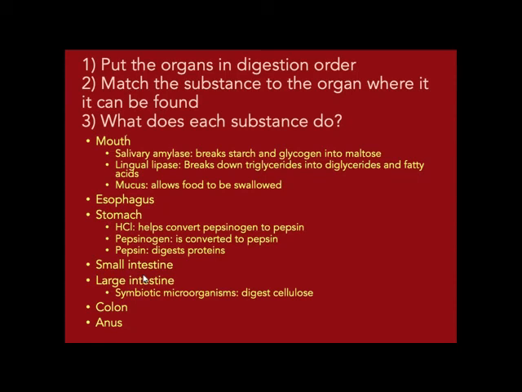Oops, we didn't talk about what everything does. Just remember, salivary amylase is breaking down starch and glycogen into maltose. Lingual lipase is breaking down triglycerides. Mucus allows the food to be swallowed. HCl helps convert pepsinogen to pepsin. Pepsinogen is converted into pepsin, and then pepsin digests the proteins. And in the large intestine, the symbiotic microorganisms digest cellulose, and they could also produce vitamin K.